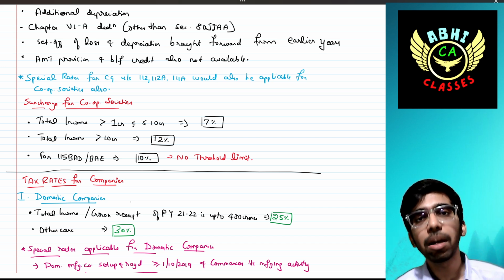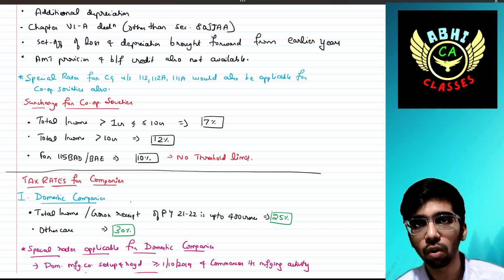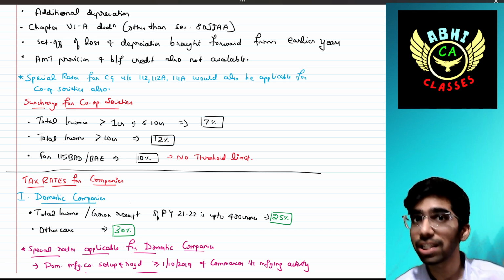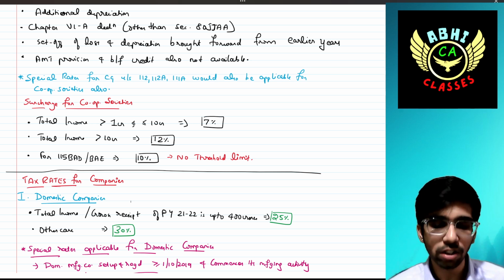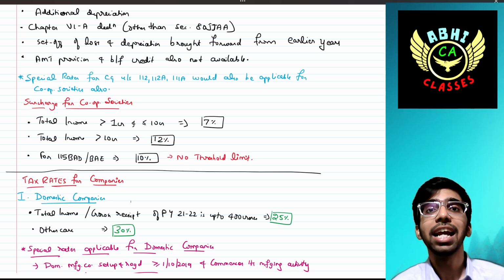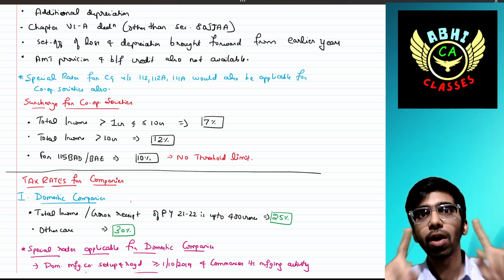then 10% flatly. There is no threshold limit of 1 crore and 10 crore because they have been given a special rate of income tax, right? So hence we have to add the surcharge rate also simultaneously in addition to the tax amount. There will be no threshold limit. Keep it in mind. Very, very important.